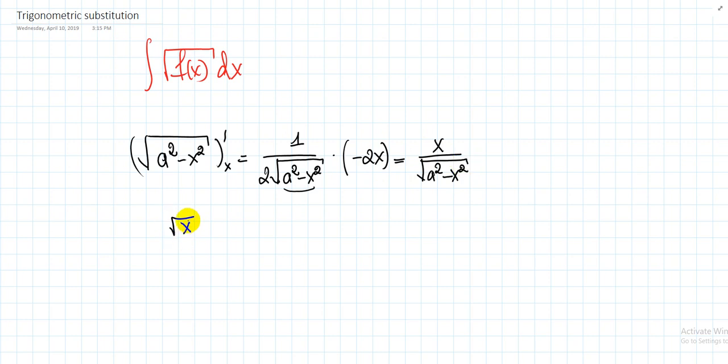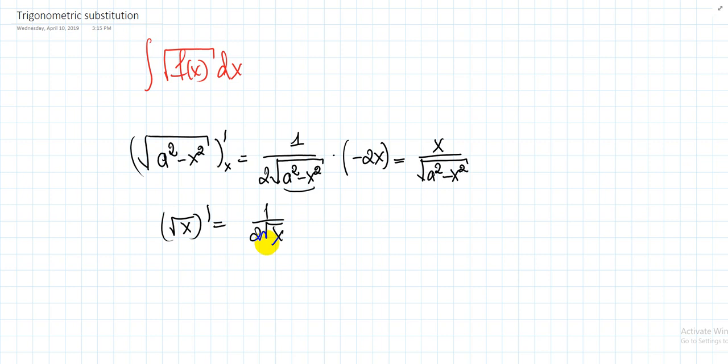Because the derivative of the square root of x is 1 over 2 square root of x. And the derivative of the square root of some function of x is 1 over 2 times the square root of the same function, multiplied by the derivative of this function, where the derivative of a squared is 0, and the derivative of minus x squared is minus 2x, because a is a constant. So even though this might be difficult, we can do this, right?